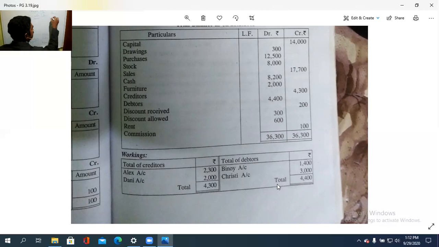Discount received, it is 200, and then the rent, it is an expense item. So how much is it? 600, and commission, it is 100. Yes. So total is 36,300 for both the sides. See, this is the trial balance, meaning the balances extracted from the ledger books or ledger accounts. This type of problem will ask for 5 marks here. Means you need to prepare journal entries, prepare the ledger accounts and balance them, and prepare the trial balance. Clear?